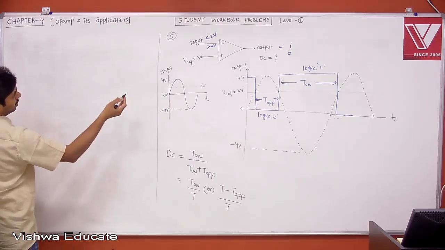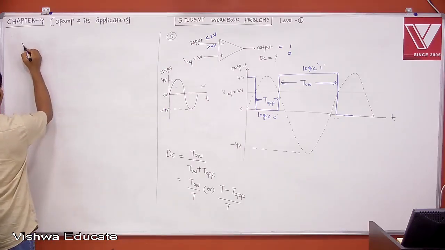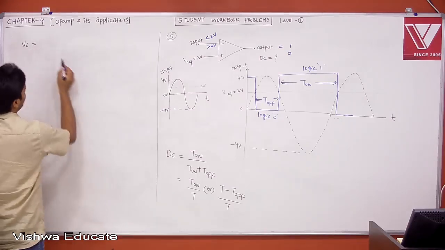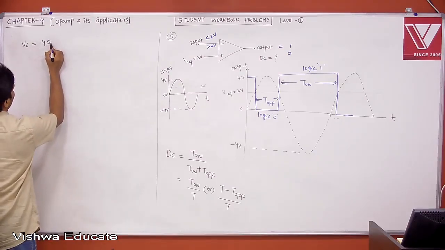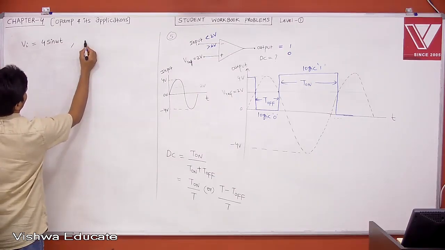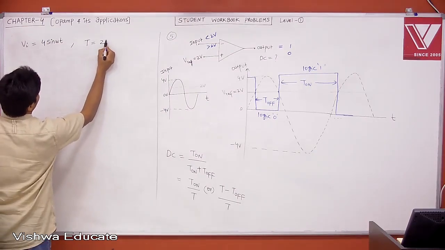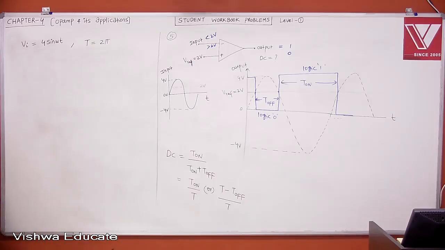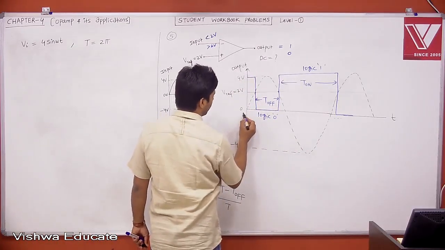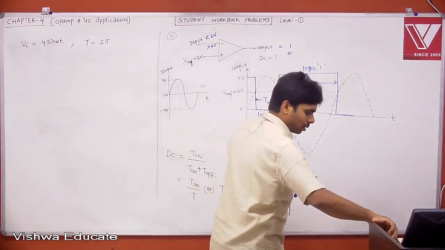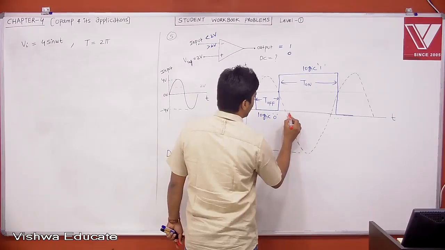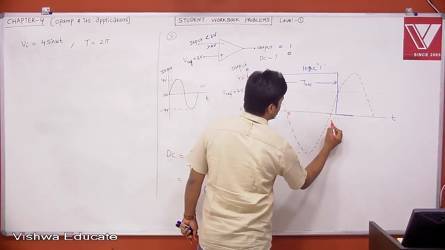Therefore, let me apply mathematics. What is your input? Let me say Vi. According to mathematics, it is a sine wave having peak to peak of 8. Therefore, Vi is 4 sine omega t. Now, the total period T is equal to 2 pi, I'm just representing in radians. Your sine wave is having completely 2 pi. So this is 0, this is pi, and this is 2 pi.